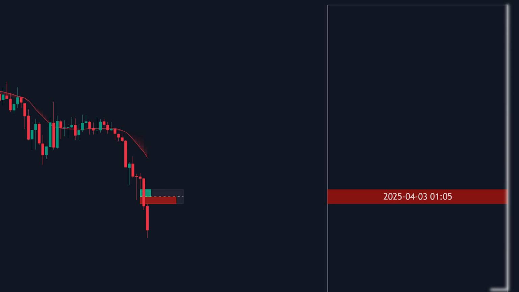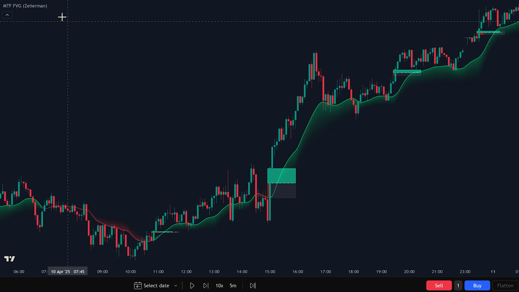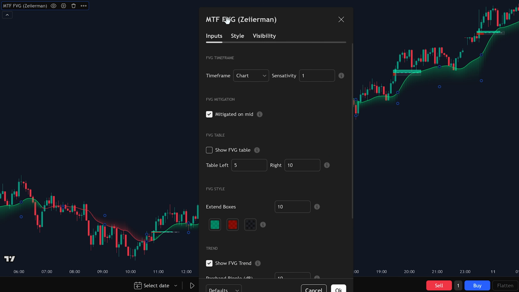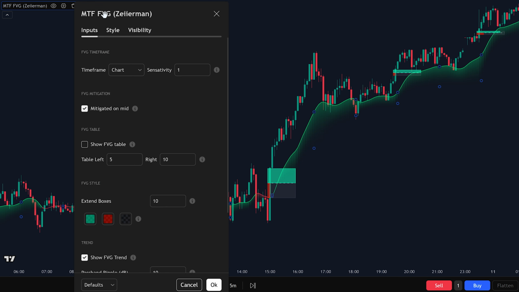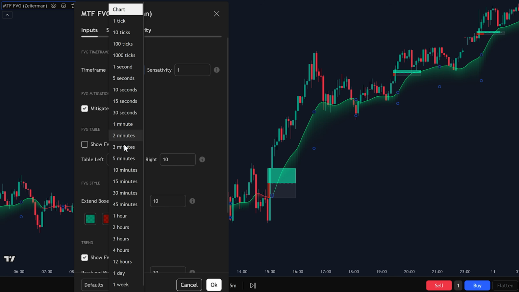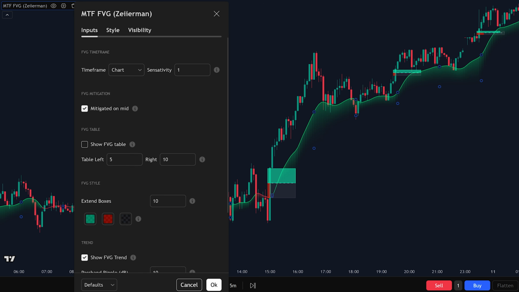Lastly, on-chart fair value gap table. Right here on the side of the screen, there's a table that shows all active gaps. It updates by itself. You can see which gaps are bullish or bearish and when they formed. Let's go over the indicator settings. The first option is FVG timeframe. This lets you choose which timeframe the indicator should use to find fair value gaps. You can select higher timeframes like the 4-hour or daily chart for longer trades.